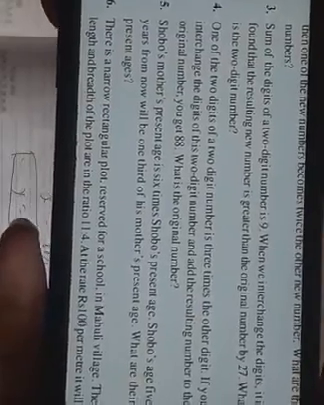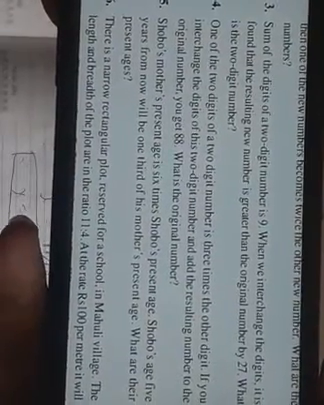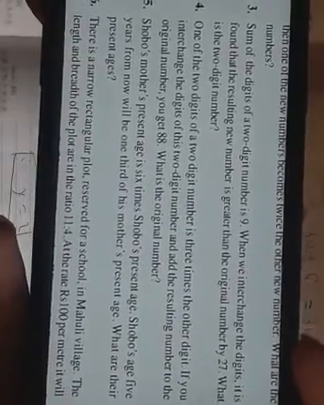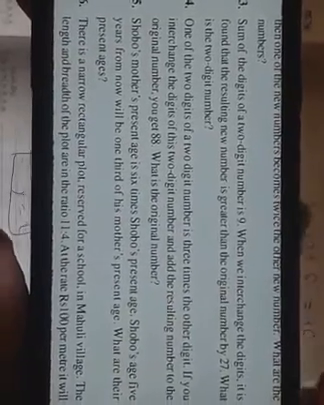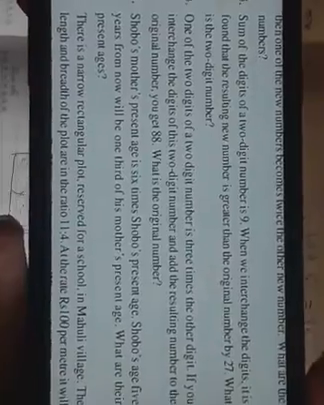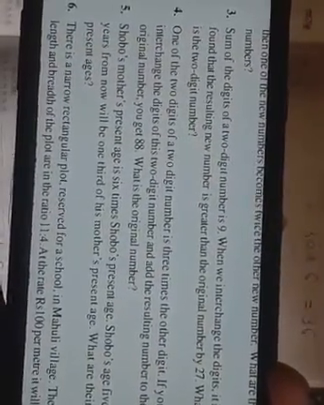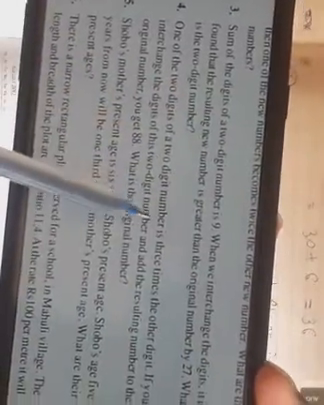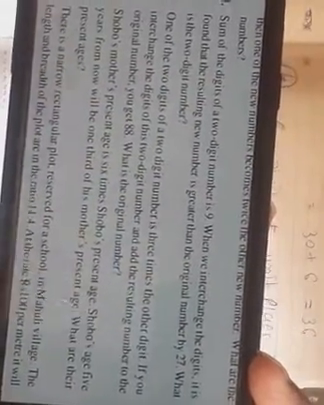Okay, one of the two digits of a two-digit number. We have been given a two-digit number, and it says "one of the two", which means it is not fixed that they are talking about the unit place or the tens place digit. We can take any digit, either the unit place digit or the tens place digit.